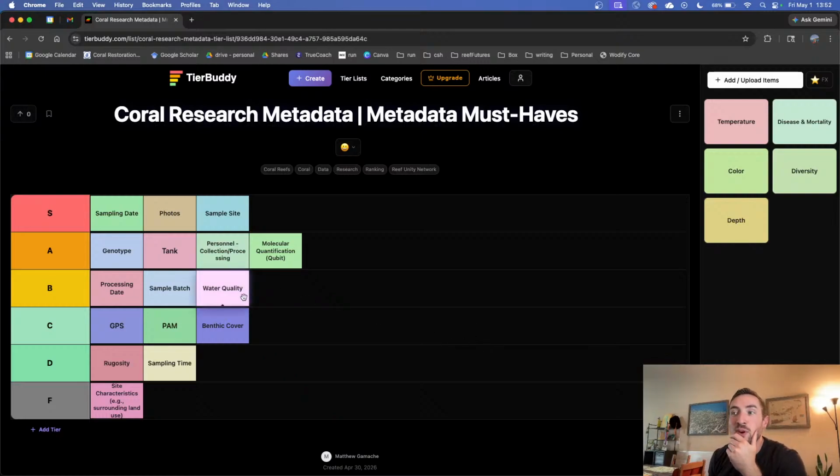But is it more, okay, I'm getting ahead of myself. Is it more important than benthic cover? Would I choose water quality over benthic cover? Or PAM, or GPS, or any of these others? I'm gonna move it to C tier. I keep it in line. I feel like it's very similar to benthic cover.